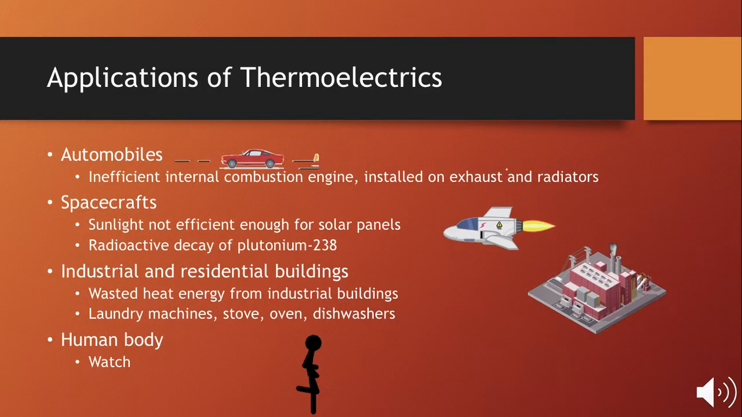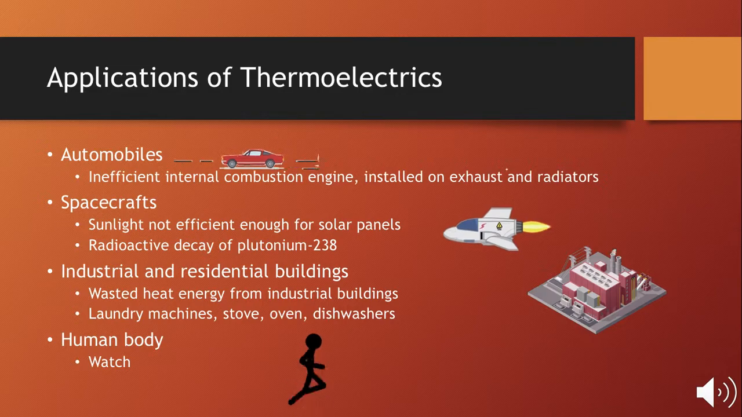Next, industrial and residential buildings. There's a lot of wasted heat energy from industrial buildings, and that heat energy can be reconverted to power a small generator or something inside of that building. Same with residential homes or buildings. Laundry machines, stove, oven, dishwashers, those let off a lot more heat energy than we think, and it could be helpful to try to convert that into electricity.